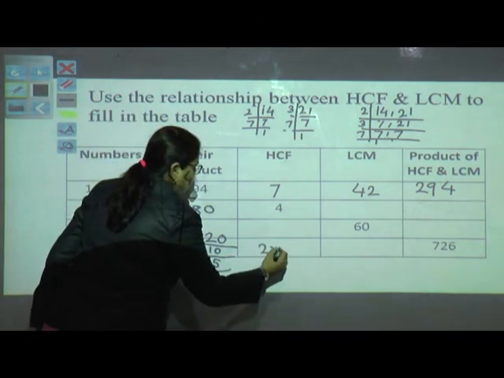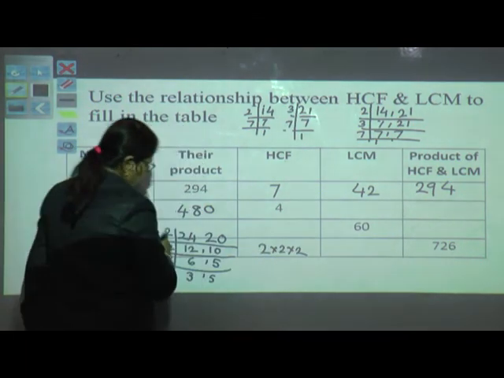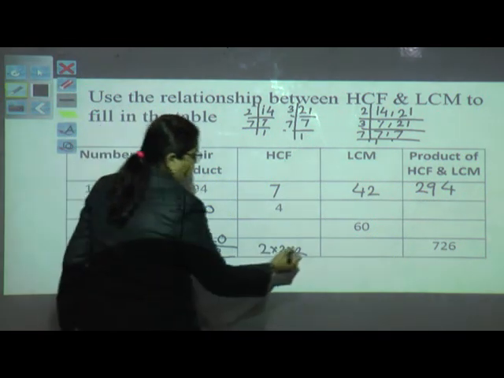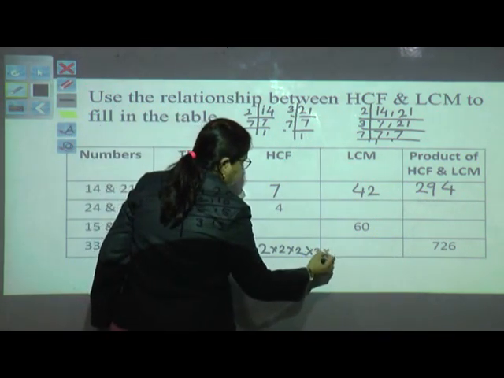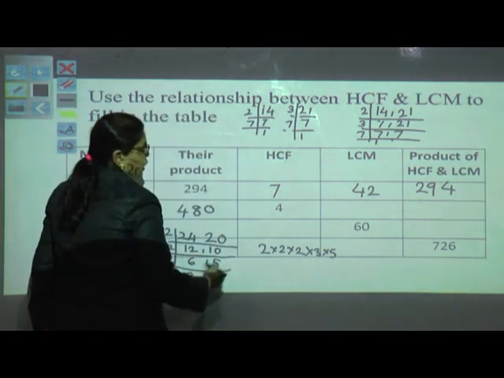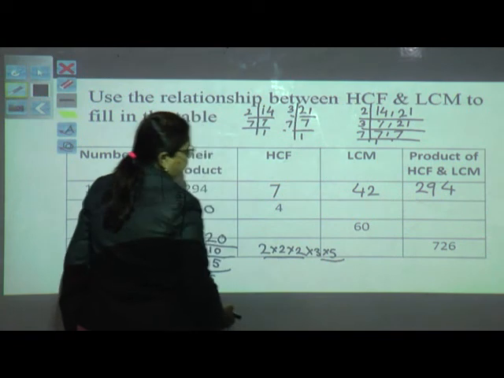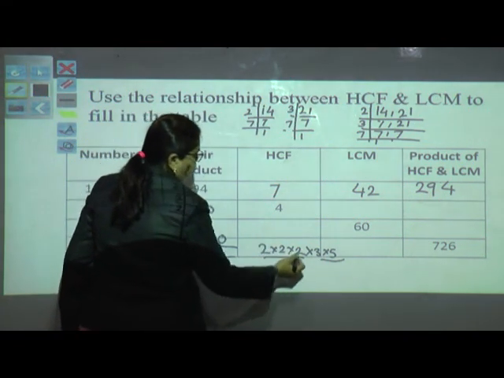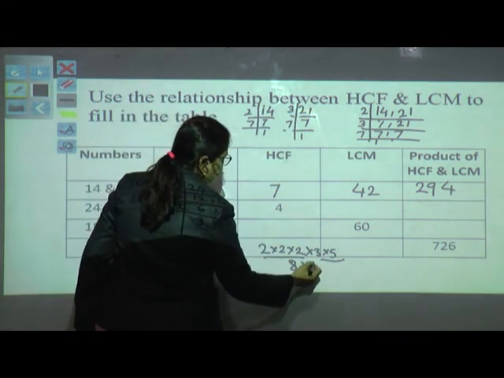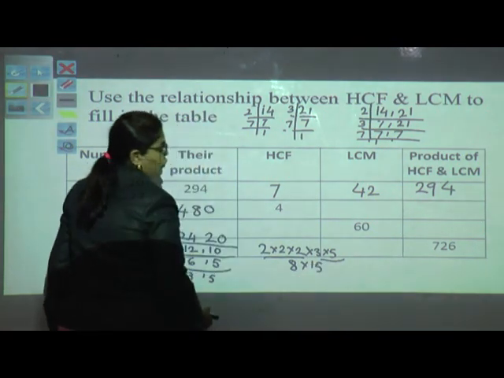It will be 2 multiplied by 2 multiplied by 2, 1, 2 and 3, 3 and 5. Now we can do the pairing of this. I have done the pairing of this, and this is 2 2s are 4, 4 2s are 8, and this will be 5 3s are 15.